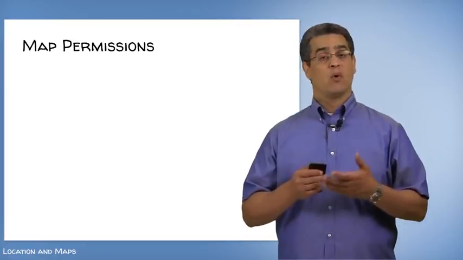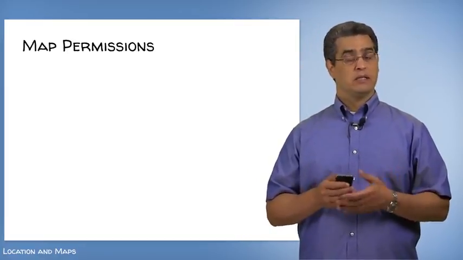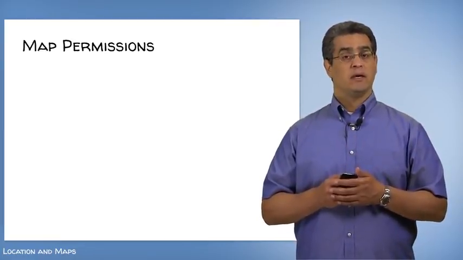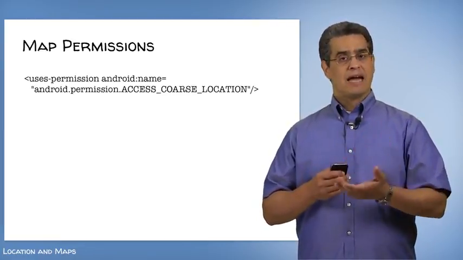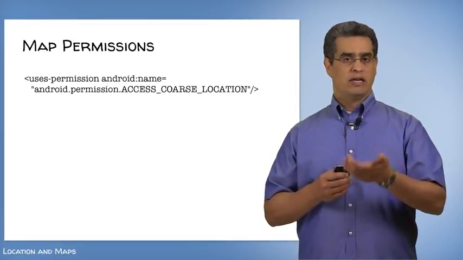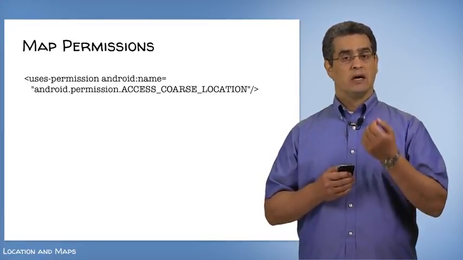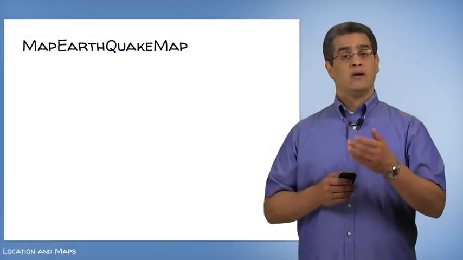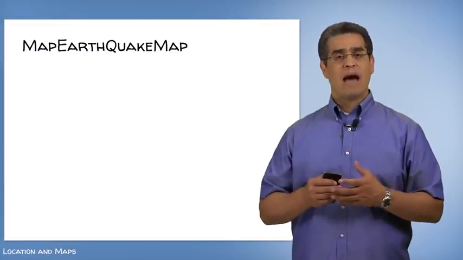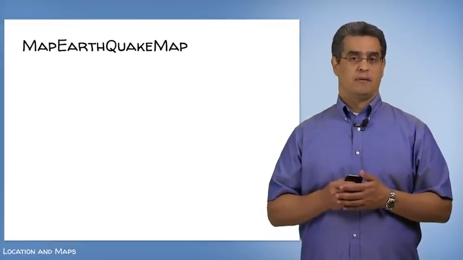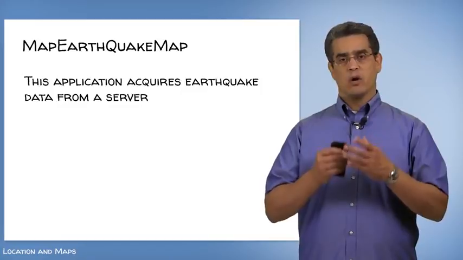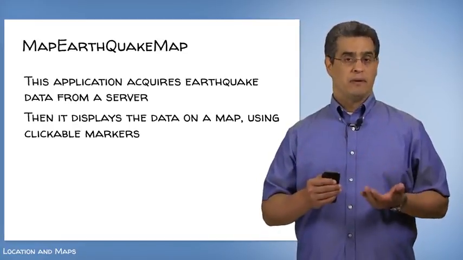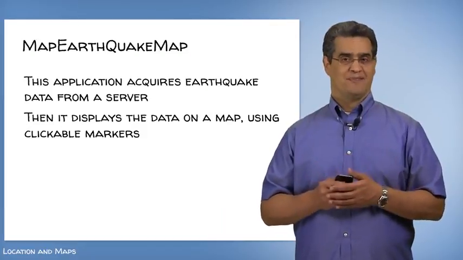And if your map needs to acquire location information, for instance, to display the user's current location, then you'll also need to specify either one or more of the access_coarse_location and access_fine_location permissions. Our next example application is called Map Earthquake Map. And this application acquires earthquake data from a server and then displays that data on a map using clickable markers. Let's take a look.